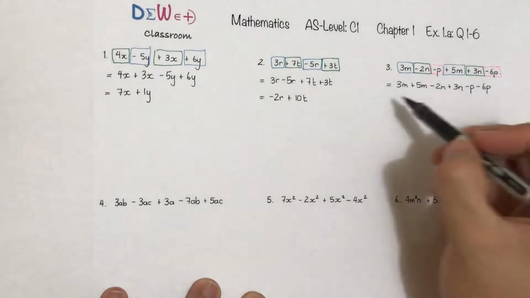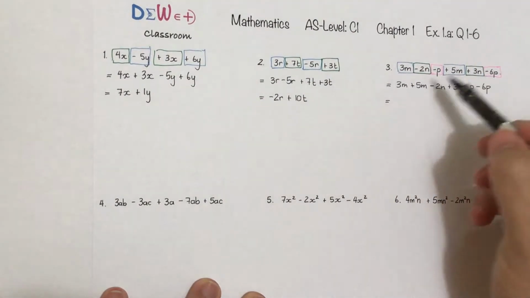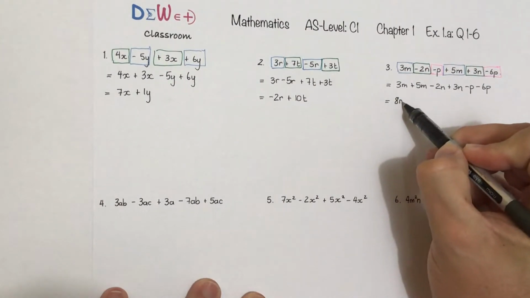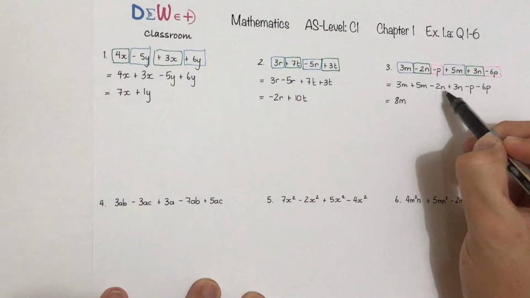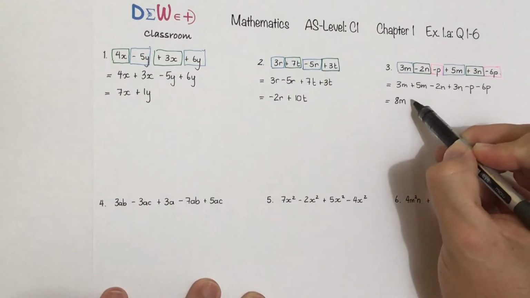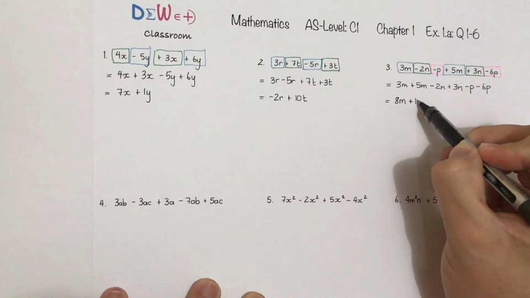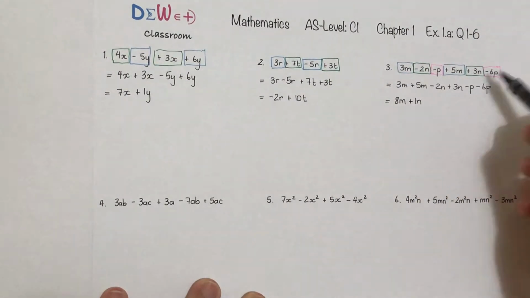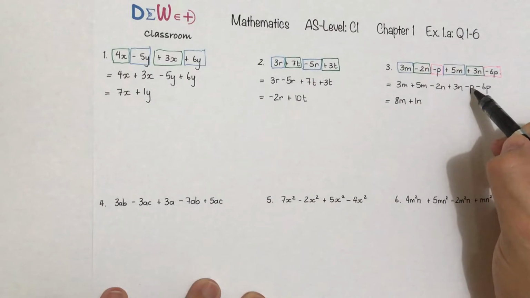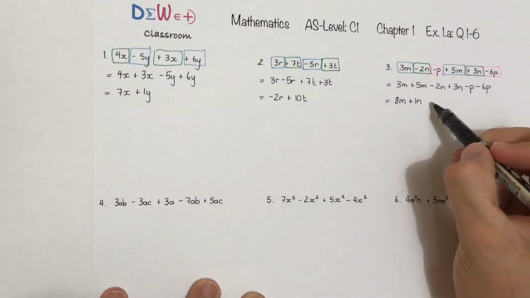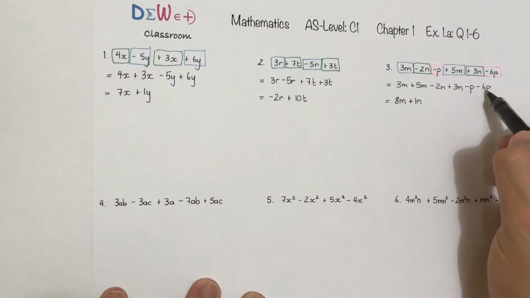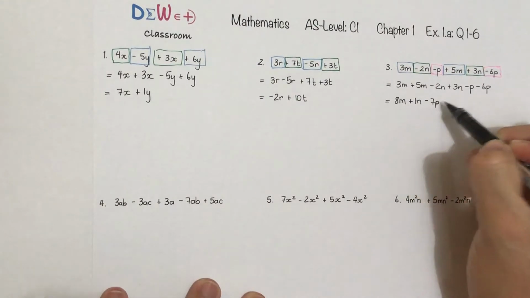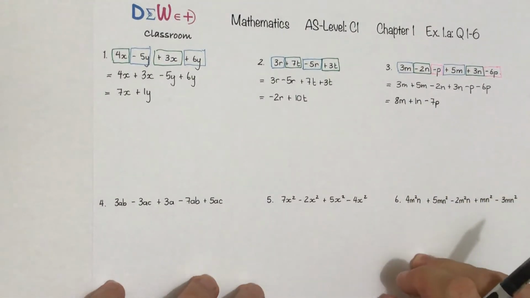We add our coefficients or subtract them depending on the sign. 3 plus 5 will give you 8m. Minus 2 plus 3 will give you plus 1n. And minus 1 minus 6, remember in front of this p you have a 1, which makes it minus 1 minus 6, which gives you minus 7p. And that is your final answer.